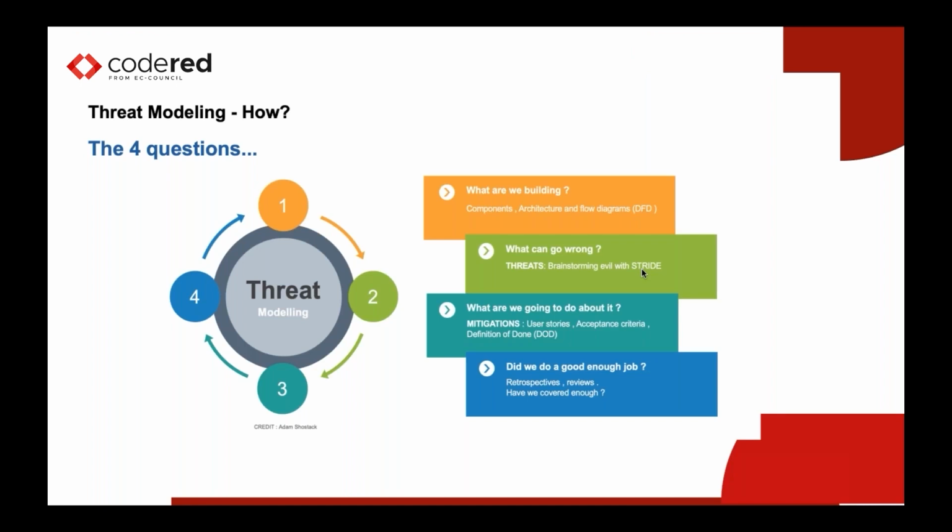The next one being, what are we going to do about it? This is where we call out the mitigations for the threats assessed in the previous phase. This is where you would create user stories, bugs, and define acceptance criteria or definition of done on what we are going to do about the threats identified.